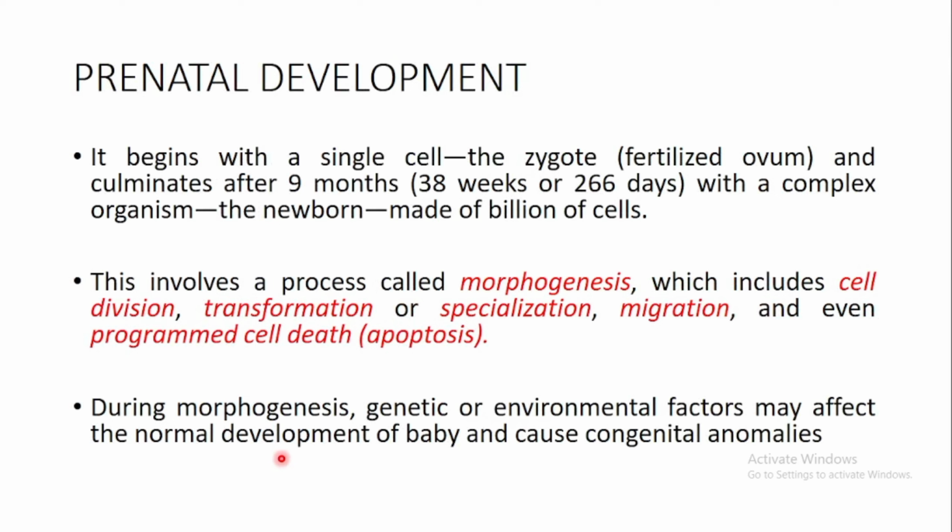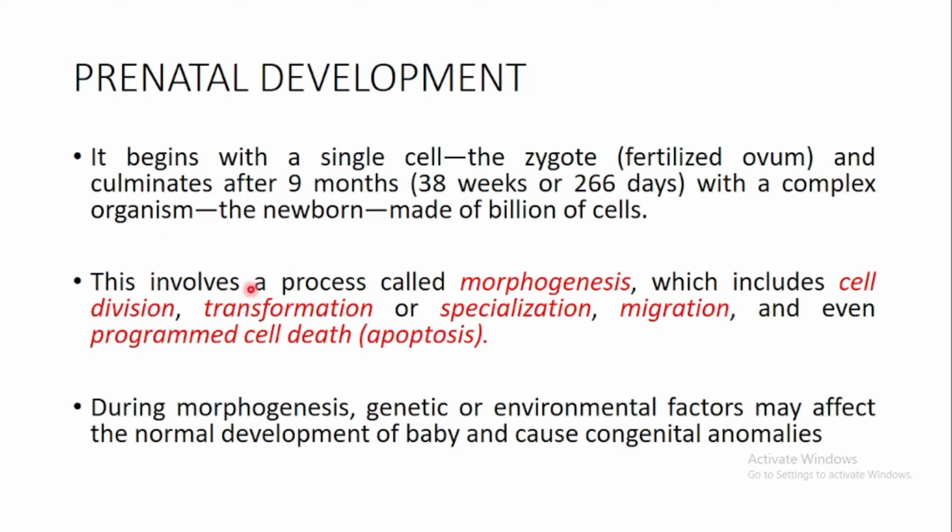Specifically, when we talk about the prenatal development, that is the development stage from fertilization up to birth, it begins with a single cell called the zygote or the fertilized ovum, and it ends at around 9 months, that is about 38 weeks or 266 days, with a complex organism called the newborn or the baby. And this newborn is made up of billions of cells.